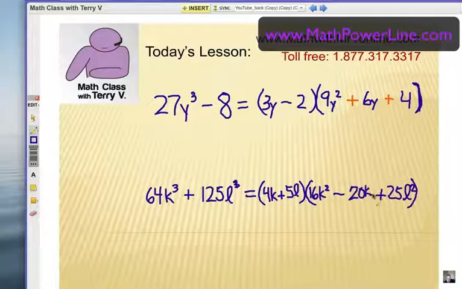All right, hope you did okay. That's factoring the sum and difference of two perfect cubes.